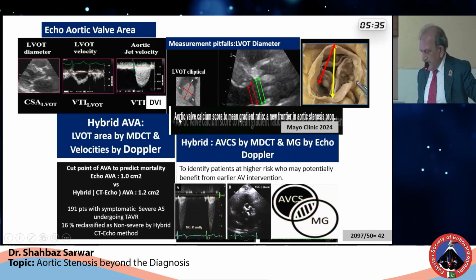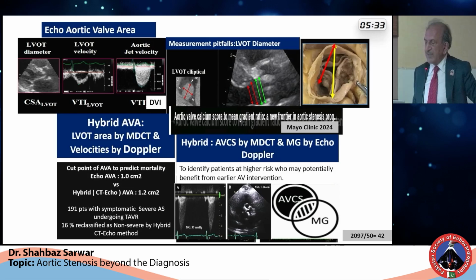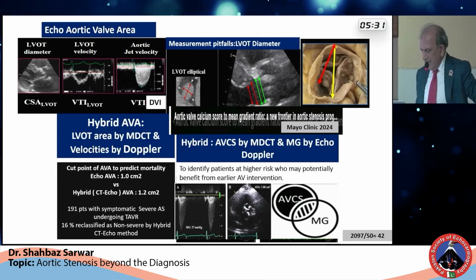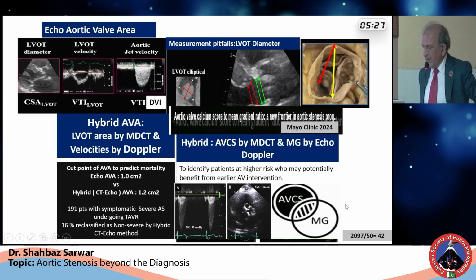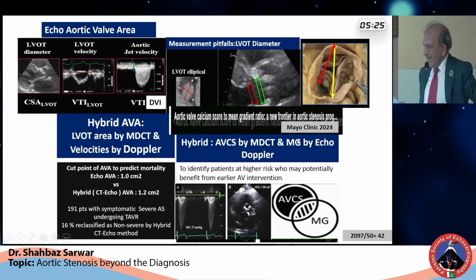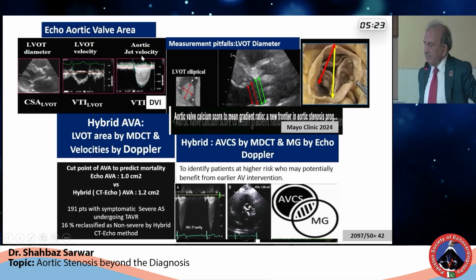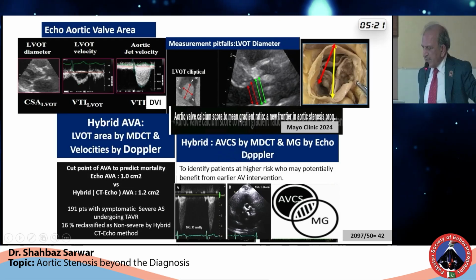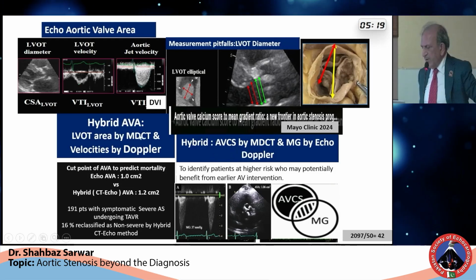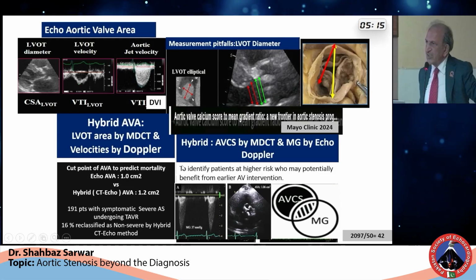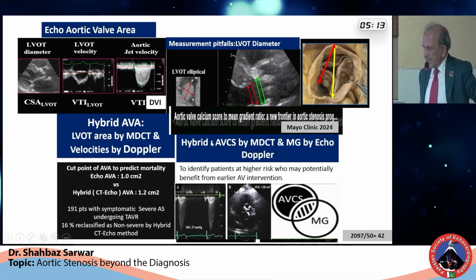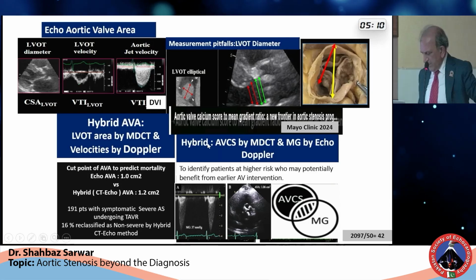There's another hybrid method which has been very recently proposed from the Mayo Clinic, and they say that you take the calcium score divided by the mean gradient, and the higher the value, the riskier the patient is for the surgery or whatever. Our patient has a score of 42, so she was nearly touching 45, which is the cutoff. So we referred her for surgery.